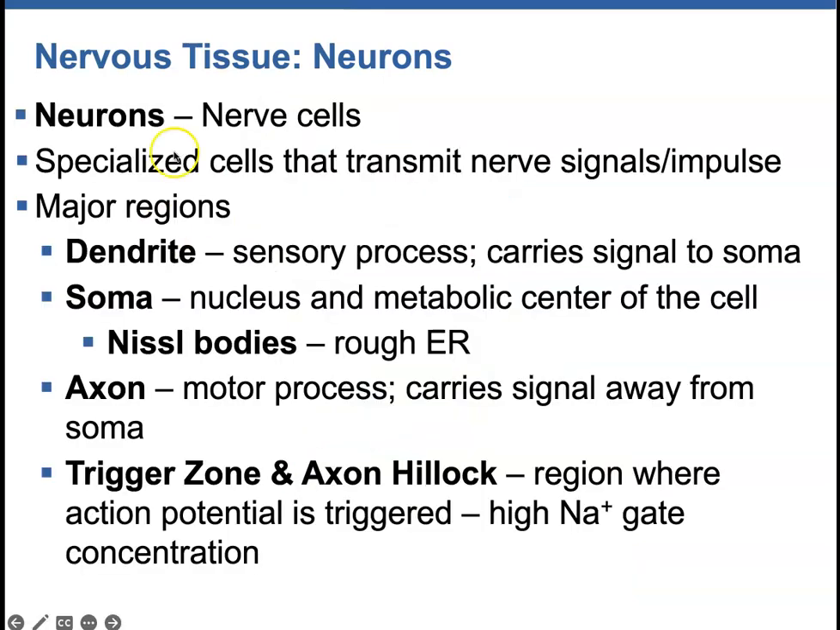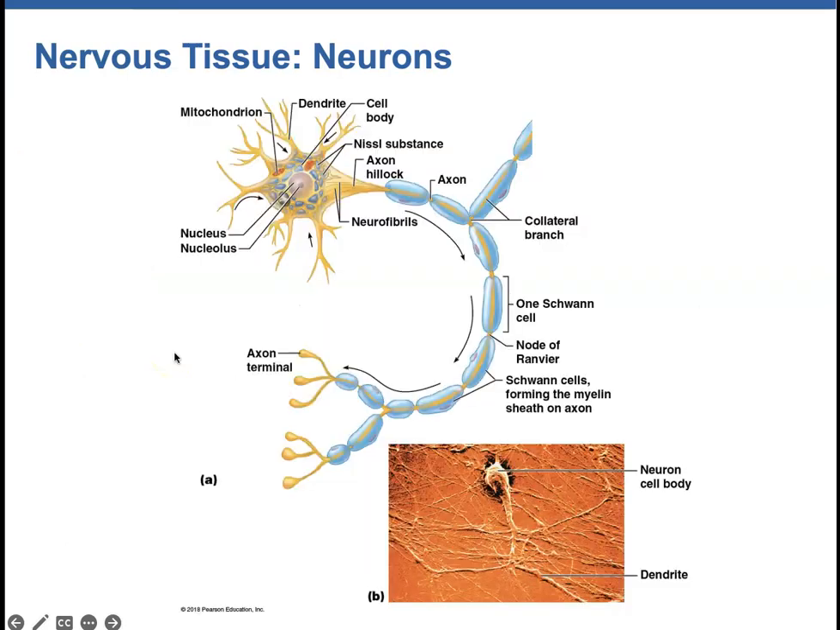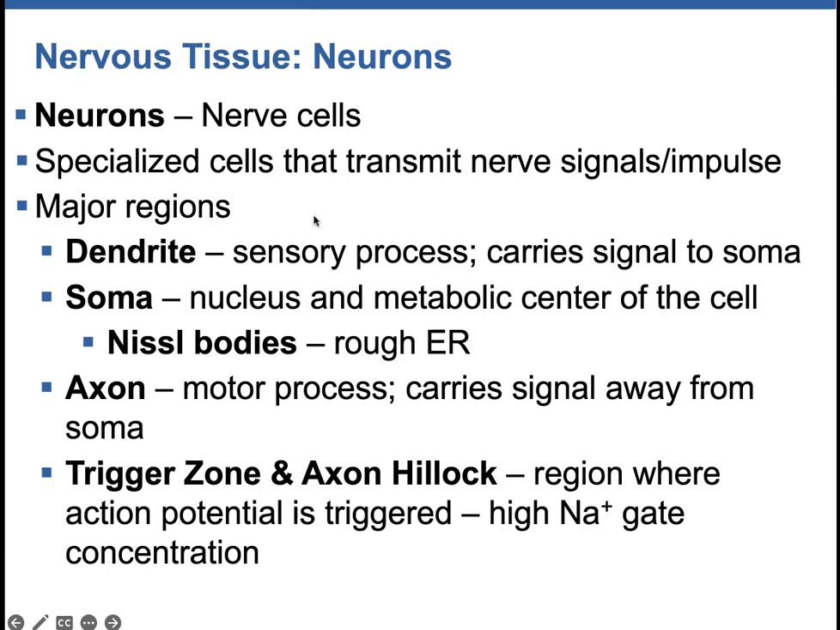So neurons, again, are nerve cells, and the dendrites are the sensory piece of the neuron. The soma is the cell body. The little dots that you see here, these are called Nissl bodies, and what they are is just rough ER, and you know that from the prior chapters where we talked about what endoplasmic reticulum contains. It has ribosomes that make proteins.